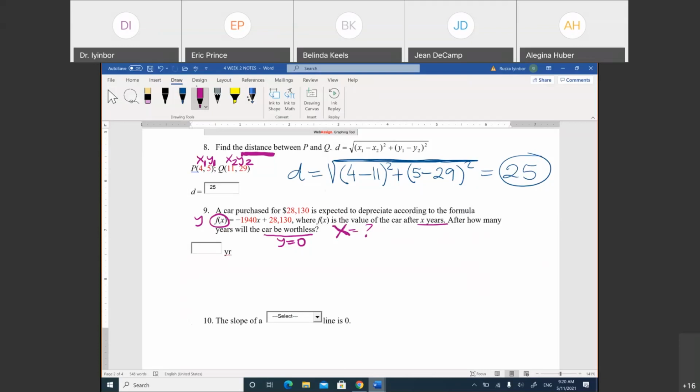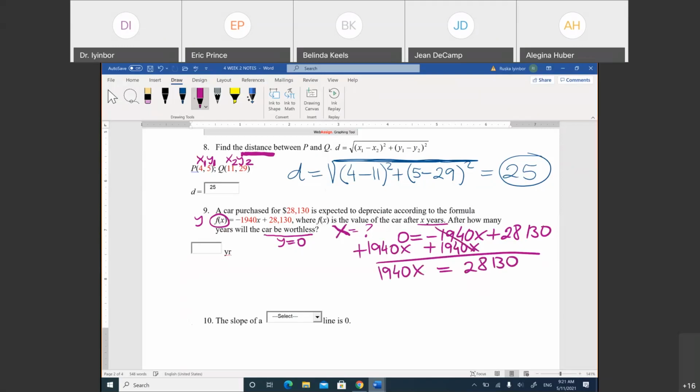I'm going to copy that. 0 equals negative 1940x plus 28,130. And how you solve that? How you solve this linear equation? You're going to move the x in the same side, right? So I'm going to move x over. I'm going to add 1940x. So we're solving equation again like what we did last week. And you're going to get 1940x equals 28,130. And then what you're doing to get x by itself?